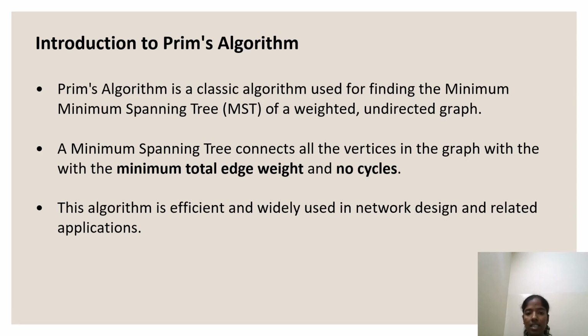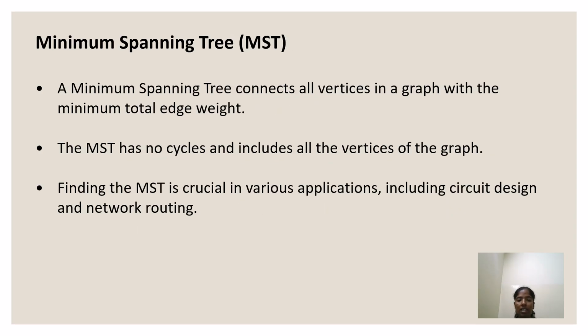Prim's algorithm is a classic algorithm used for finding the minimum spanning tree of a weighted undirected graph. A minimum spanning tree connects all the vertices in the graph with the minimum total edge weight, with no cycles. This algorithm is widely and efficiently used in network design and related applications. The minimum spanning tree has no cycles and includes all the vertices of the graph. Finding the minimum spanning tree is crucial in various applications, including circuit design and network routing.